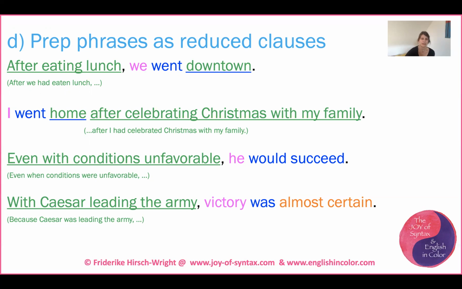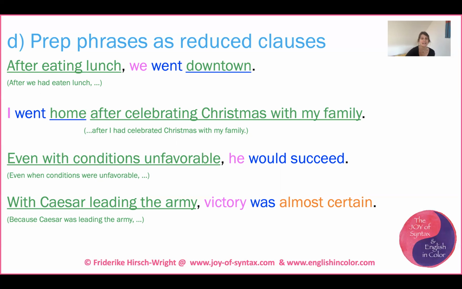Even with conditions unfavorable, he would succeed. He would succeed is the main clause. And even with conditions unfavorable is a reduced clause. The unabridged version would read, even when conditions were unfavorable, he would succeed.